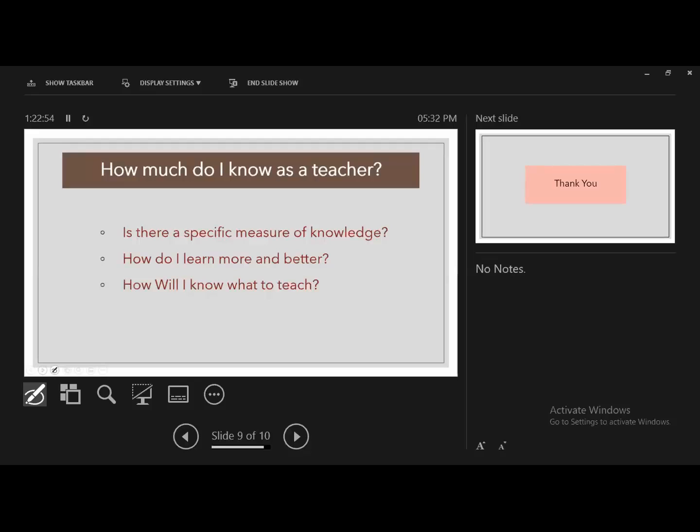How will I know what to teach? Well, that question answers itself. It all depends on the needs of your learner. You will see, right? First, identify the context in which you will have to teach.